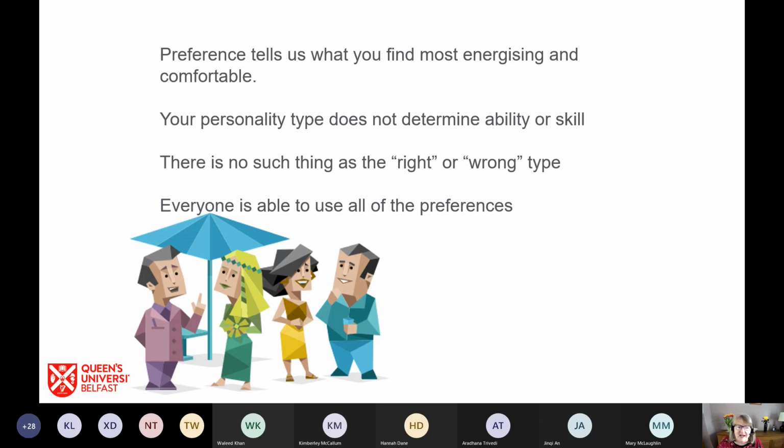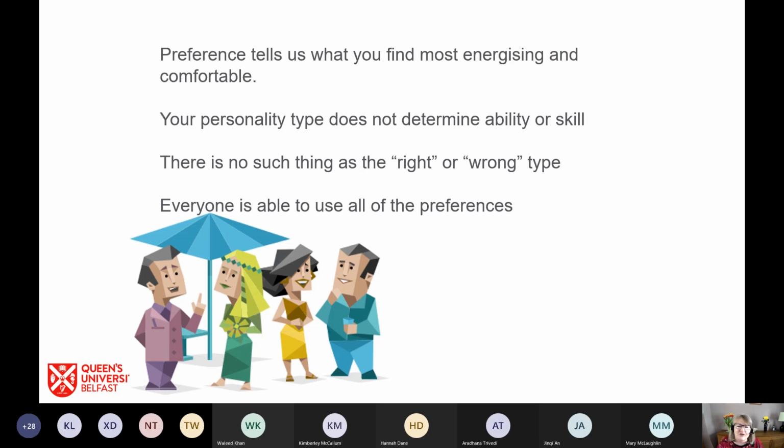So your personality type does not determine the skills or ability. And this is very important to remember and why we don't use this for selection purposes. So you shouldn't really have to do anything like this whenever you're applying for a job, for example, because what the preferences show is that you prefer to do something in a certain way. It doesn't actually say that you're particularly good at it. Okay, so you might prefer to write with your right hand, doesn't mean you're a particularly good writer.